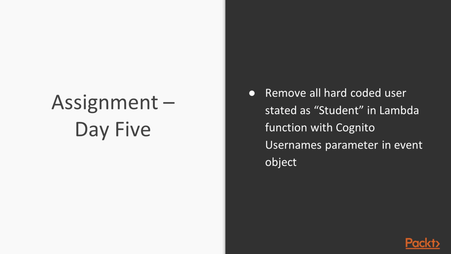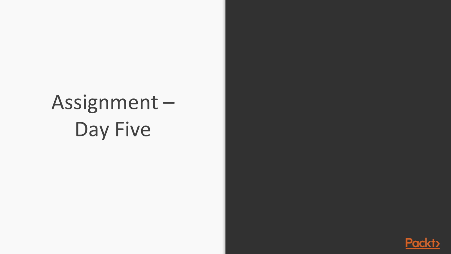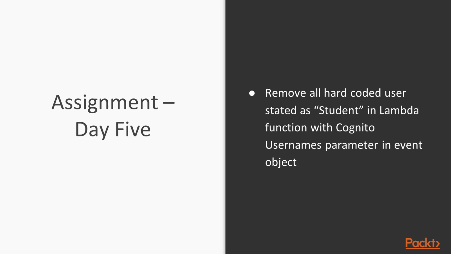Let's discuss the solution of the assignment for day 5. In the last section, we gave you an assignment: remove all hard-coded users stated as student in Lambda functions and replace them with the Cognito username parameter in the event object. So let's see how we can solve it.